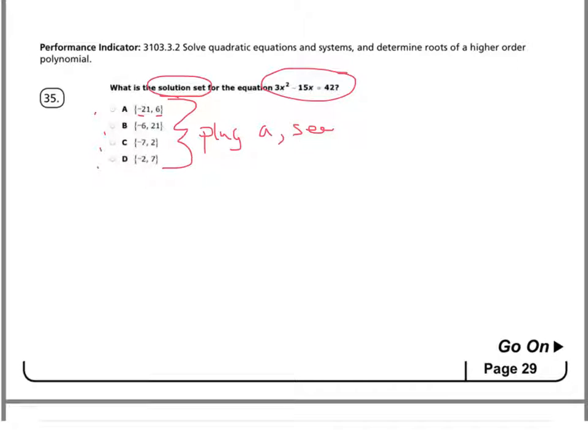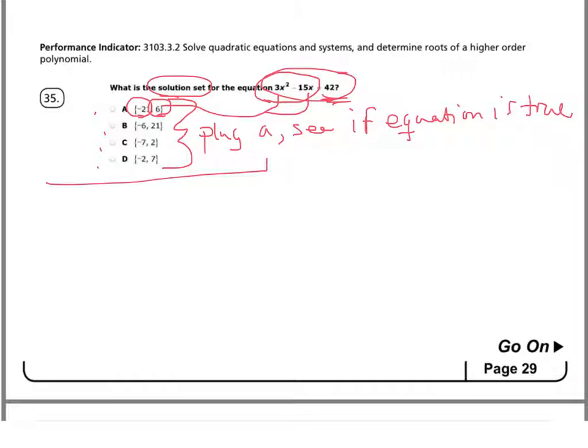So plug these numbers, for instance, I would plug in -21 in for x, or store it for x, and then type in that left-hand side of the equation and see if I get 42. If I do, then -21 is true, and then I would need to check 6 also. So that's one way. Algebraically, here's another way that you can do it.